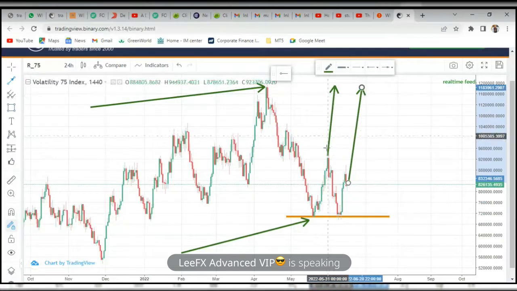Here, the first mission, they failed. We're expecting the second mission, they reach the point where they failed. No wonder when you observe this 75, there is a good opportunity to buy.